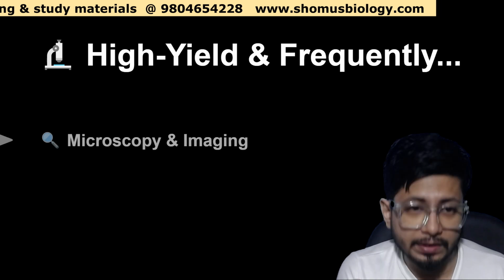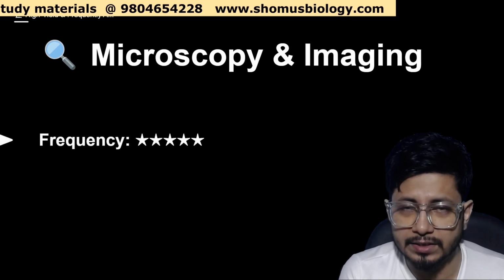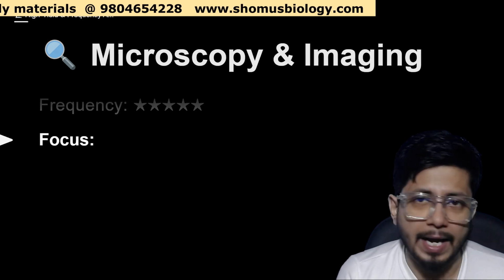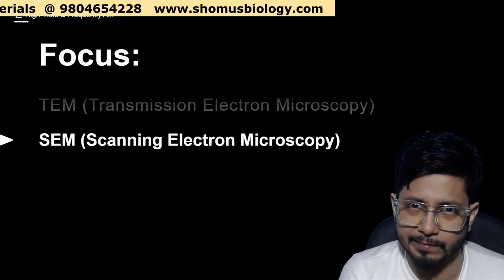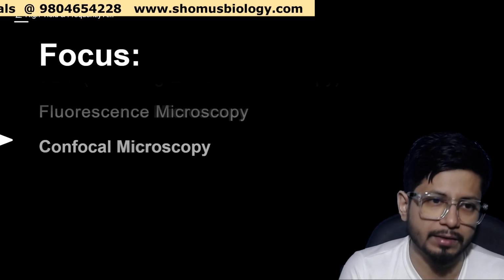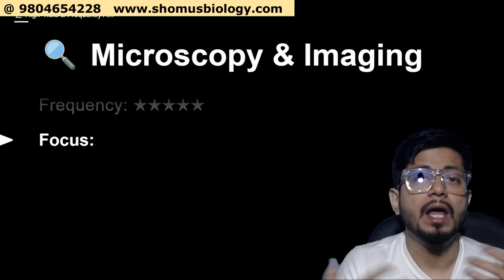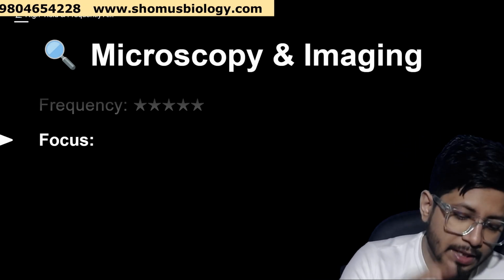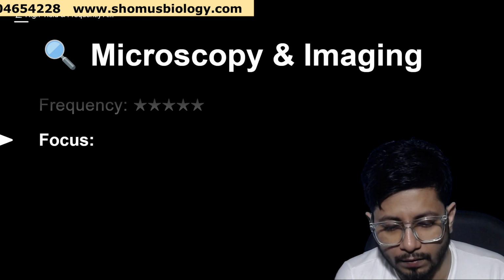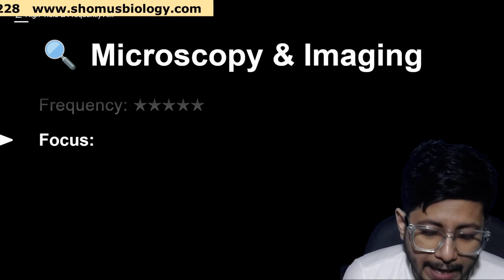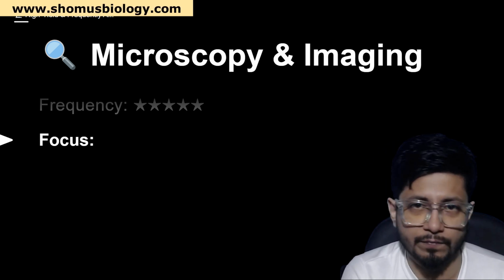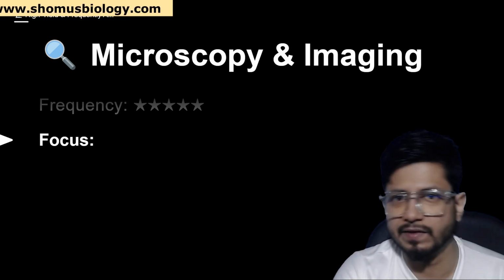So what are the high yield and frequently asked topics from methods in biology? Let's look at that. The very first one is microscopy and imaging. The frequency of asking questions is 5 star out of 5, and they focus questions on TEM, transmission electron microscopy, SEM, scanning electron microscopy, fluorescence microscopy, confocal microscopy, and basics of light microscopy, including the concept of refractive index, the use of oil and why we use it, and also the importance of understanding magnification and resolution.